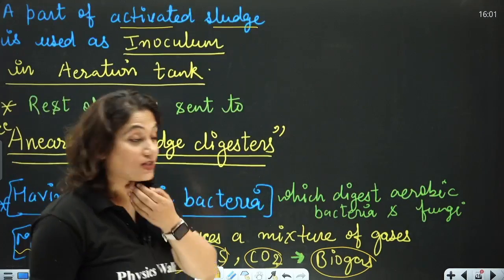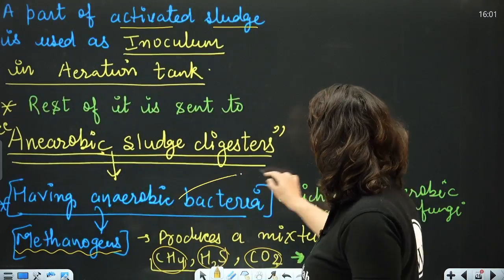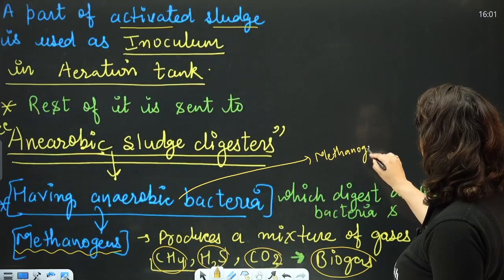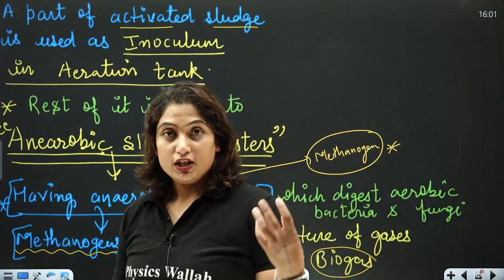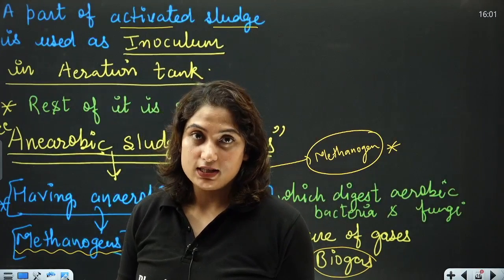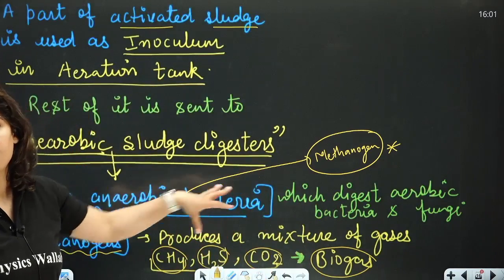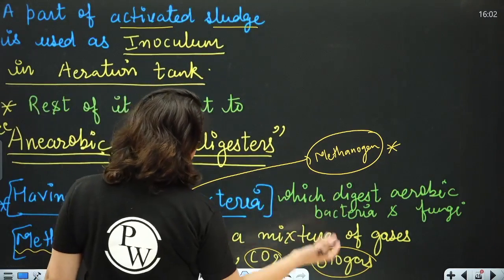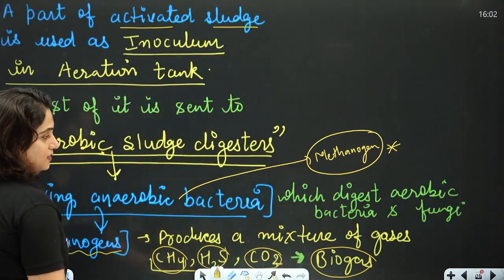And what is this anaerobic bacteria here? This anaerobic bacteria here is methanogen. You must have heard the name of methanogen. It is a type of archaebacteria, right? So methanogen is a type of anaerobic bacteria, which is an archaebacteria. This methanogen feeds on the aerobic bacteria and fungi, and when they are feeding on them, they produce biogas as a byproduct.